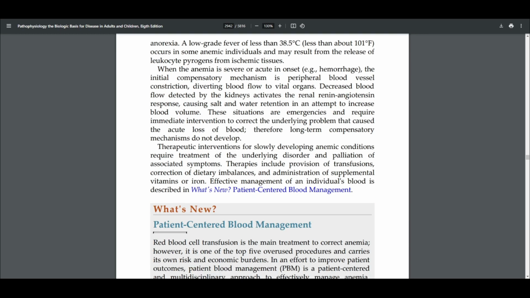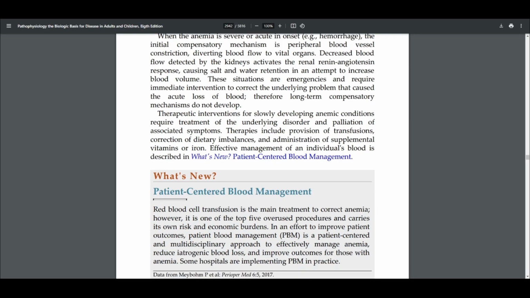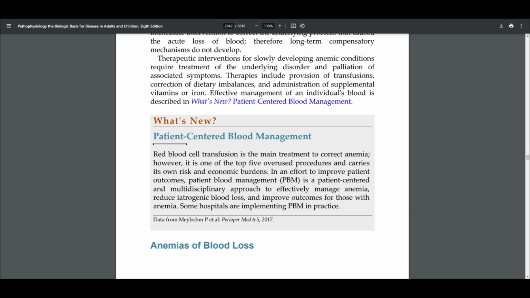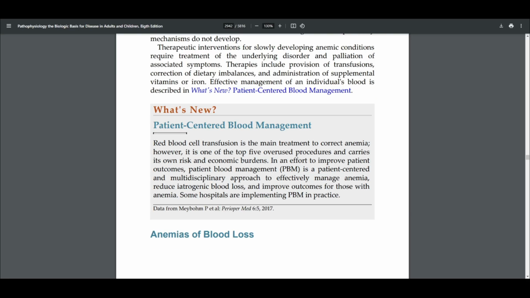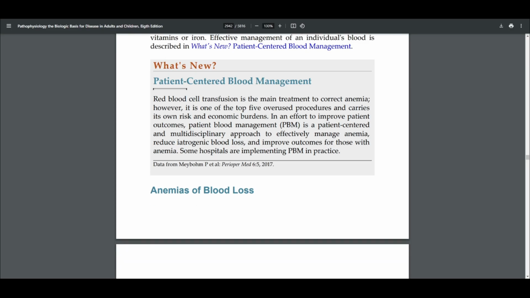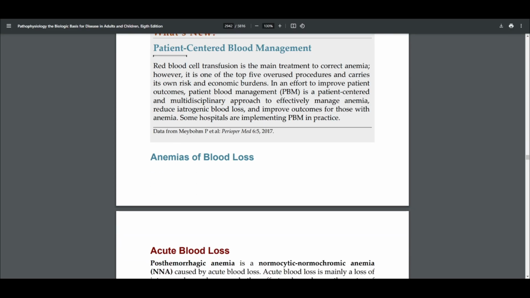So, effective management of an individual's blood is described in this "What's New" category here. If you would like to pause, you're more than welcome to read this section on patient-centered blood management. Bringing us to anemias of blood, acute blood loss.